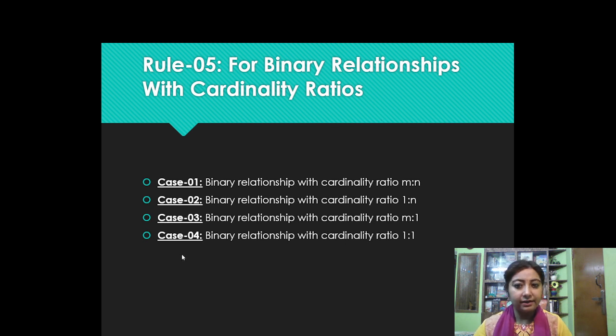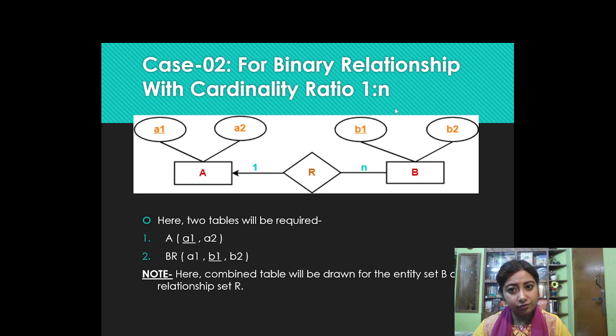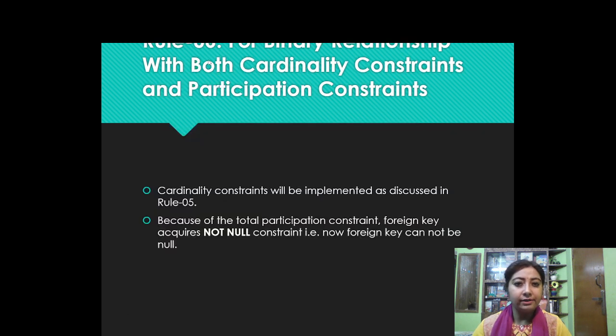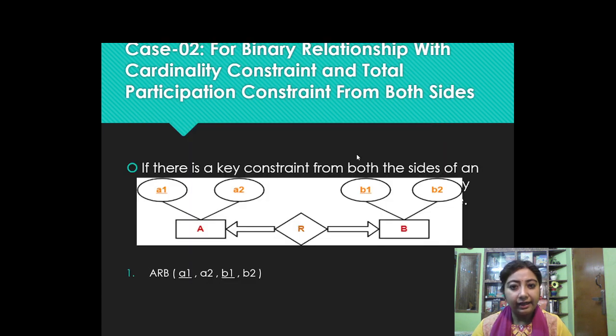So 4 cases are there: m is to n, which is given here, case 1, case 2 with 1 is to n, case 3 with m is to 1, and case 4 with 1 is to 1. Now, rule number 6 is about the binary relationship with both cardinality constraint and participation constraint. Here also this is the first case where one-sided total participation is there, and another one, case 2, where both-sided total participation is there.